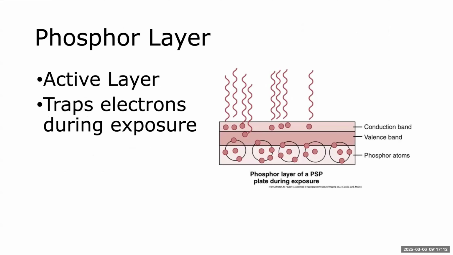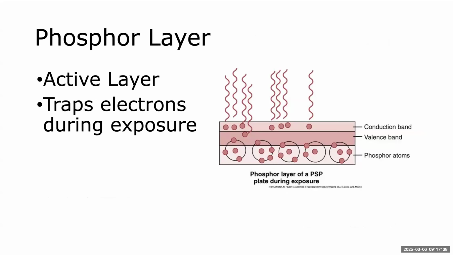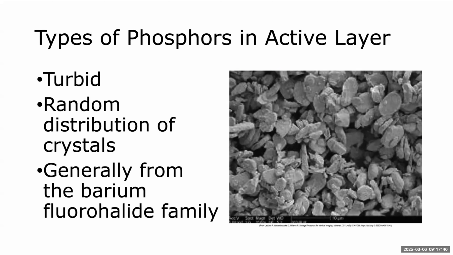The different layers of that imaging plate: it has a phosphor layer, which is considered the active layer. This is where the electrons are trapped during exposure. So this is where your latent image is stored until it is put into the reader and then scanned by the laser. Again, we have the active layer here, the phosphor layer. We can have different types of phosphors in the active layer.